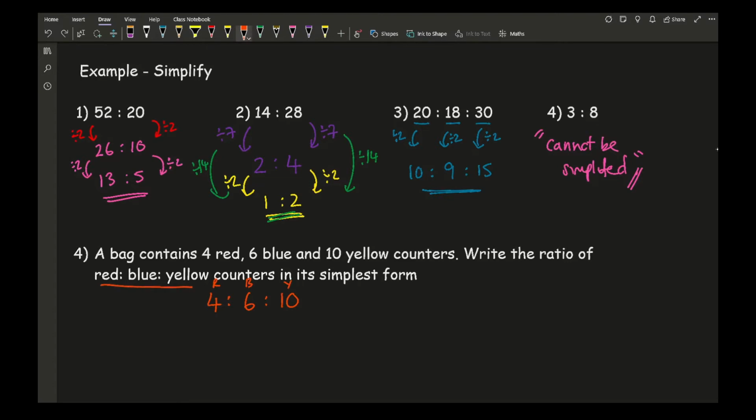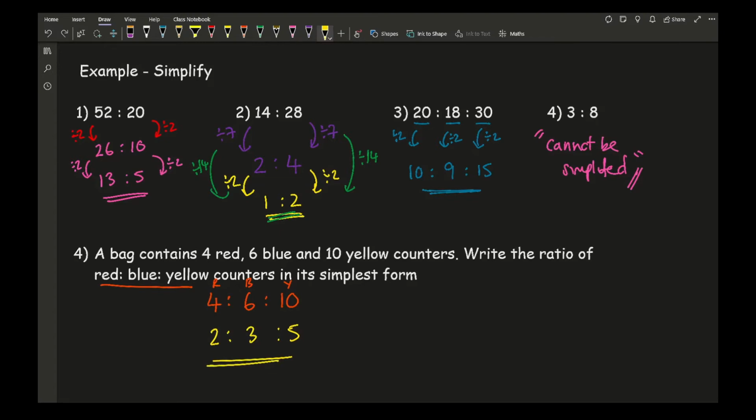So looking at 4, 6 and 10, I notice that they're all even. So I can divide all the numbers by 2. So I've got 2 to 3 to 5. And then I ask myself, is there a number that goes into 2, 3 and 5? No, there isn't. So that there is my final answer.